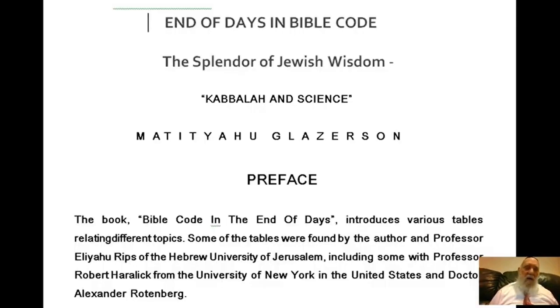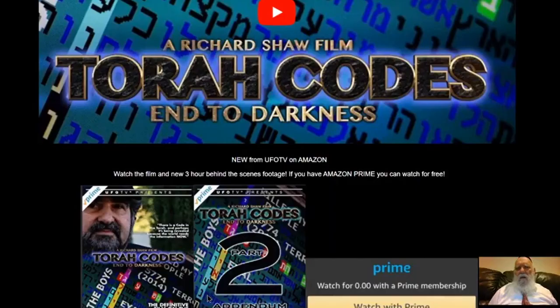So the tables you are going to see now are in the book, End of Days, Bible Code, The Splendor of Jewish Wisdom, Kabbalah and Science. And in the preface, this is what I wrote. The book, Bible Code in the End of Days, introduces various tables relating to different topics. Some of the tables were found by the author and Professor Eliyahu Rips of the Hebrew University of Jerusalem, including some by Professor Robert Haralik from the University of Grander Center of New York in the United States, and Dr. Alexander Rothenberg.